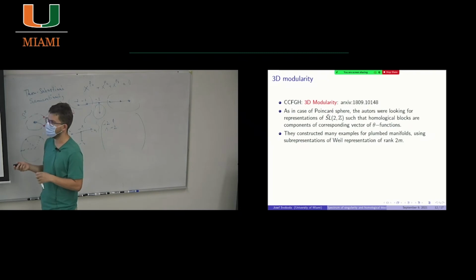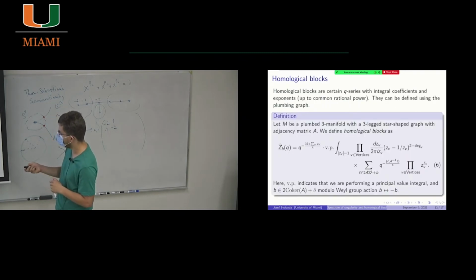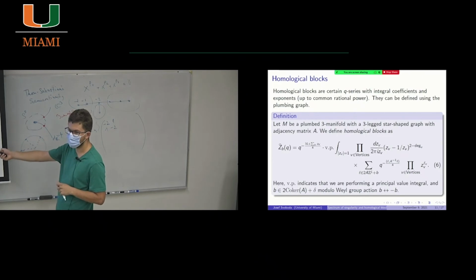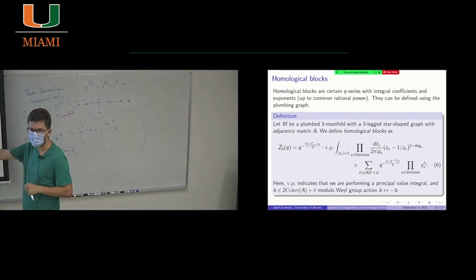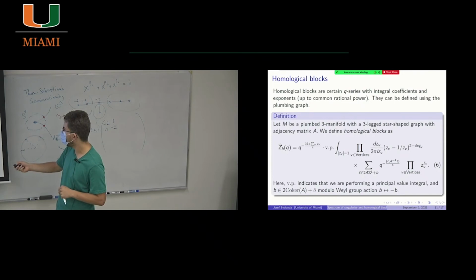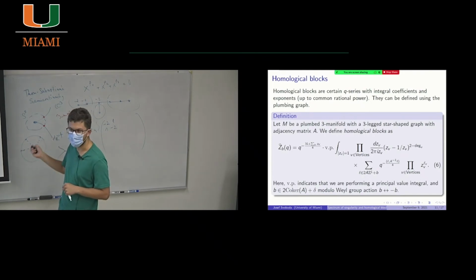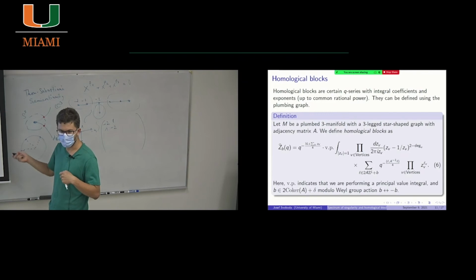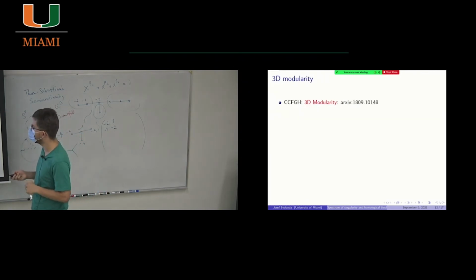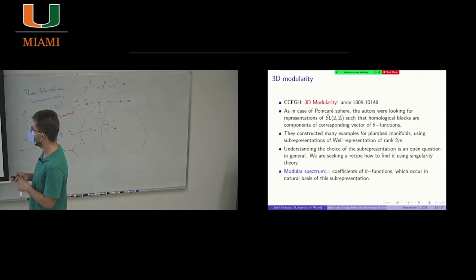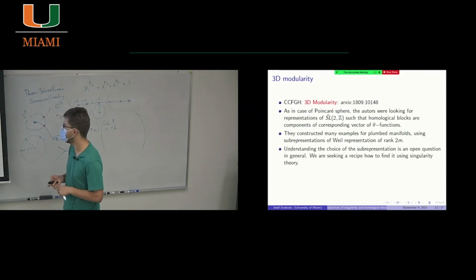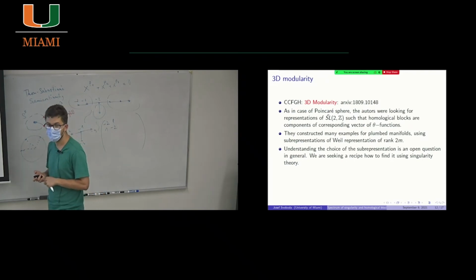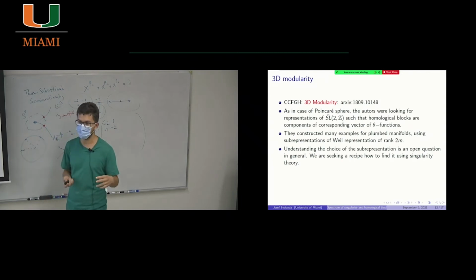The homological blocks are invariants of the 3-manifold. That's an important point: they prove in the paper that it's actually a 3-manifold invariant. So it doesn't depend on the graph, on the way you write your plumbing, or on the way you do the surgery. It only depends on the 3-manifold. Understanding the choice of the subrepresentation is an open question in general. At the end of the paper they have a formula for this m, but it's not clear which subrepresentation to choose.